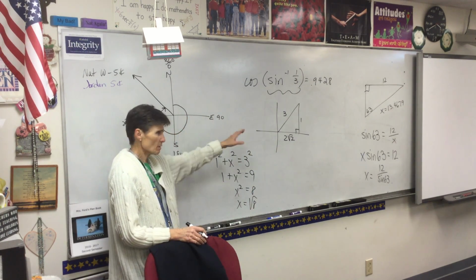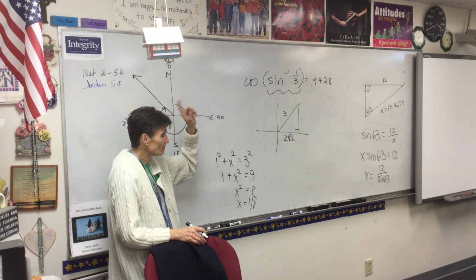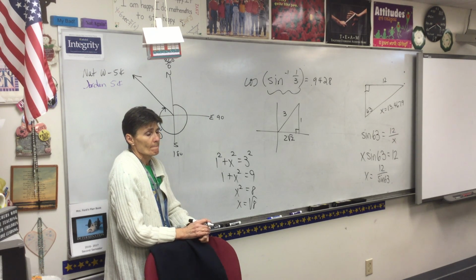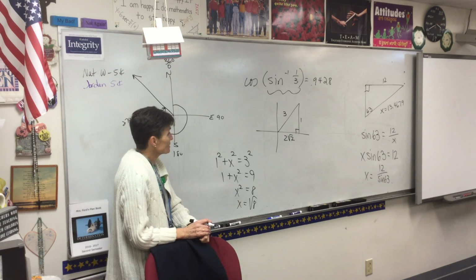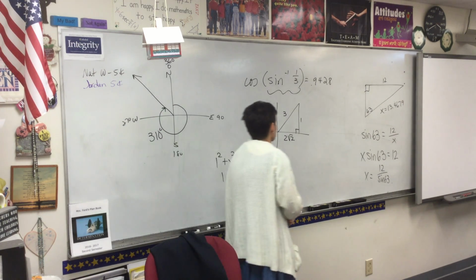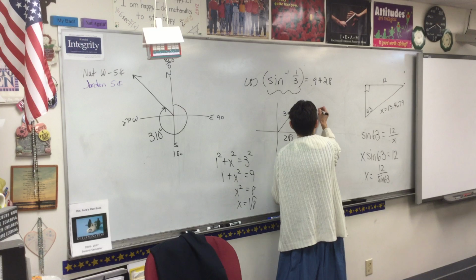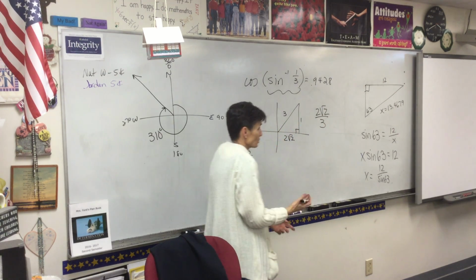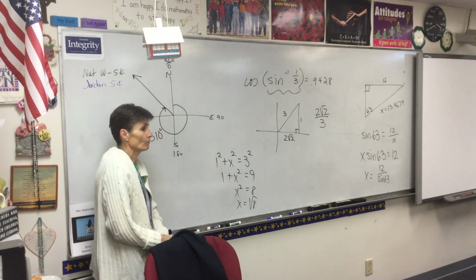Now, is that going to be negative? No, where's it sitting? In quadrant 1. You're not going to be negatives in quadrant 1. Now I want the cosine. What's the cosine? 2√2 over 3. We want to simplify. Square root of 8, 2√2 over 3.